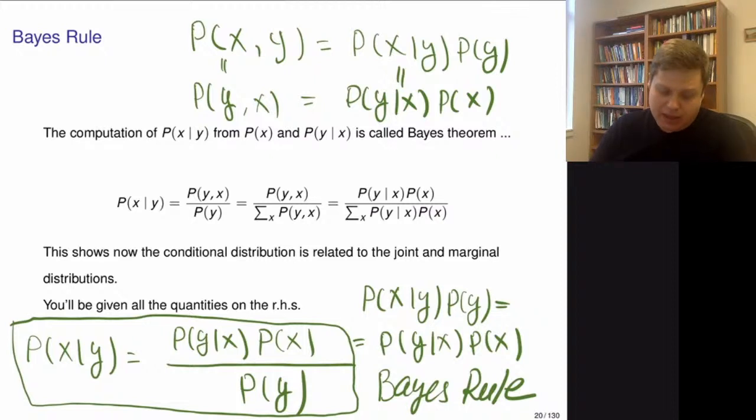Usually when we apply the Bayes rule, you will be given the quantities on the right hand side. You will know this conditional probability, you will know this marginal and this marginal, and you will have to calculate the conditional probability on the left hand side. What you see here in this equation is the same equation, just with the marginal written in a slightly different form, because you remember the marginal can be calculated from a joint by summing across the variable that you try to sum out.